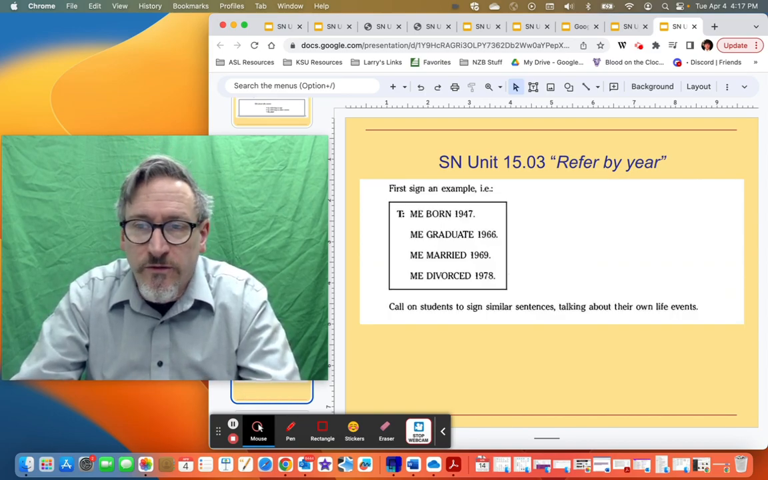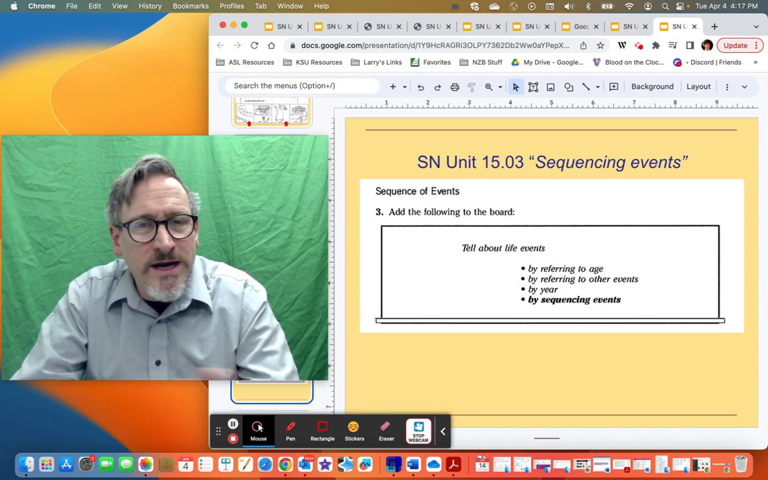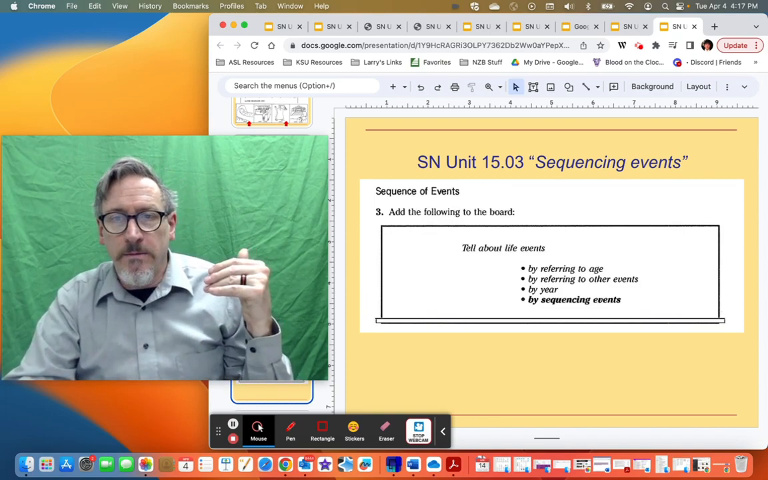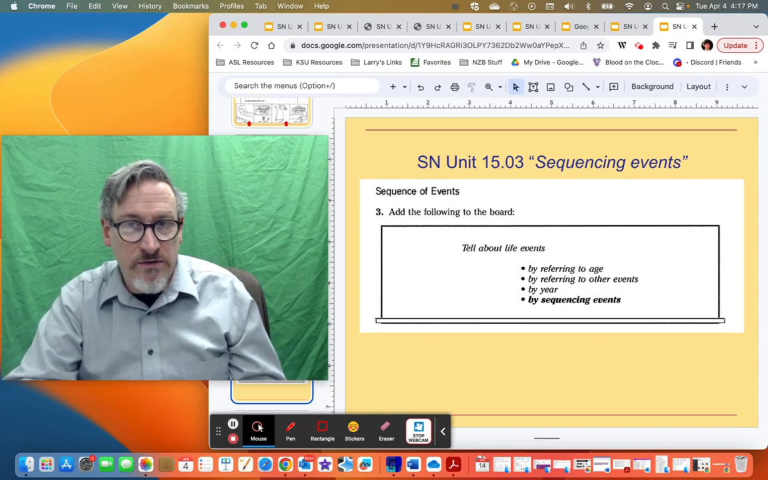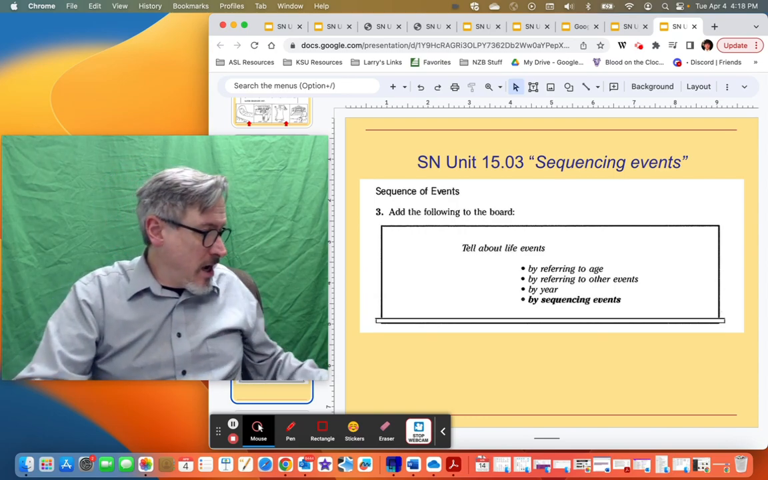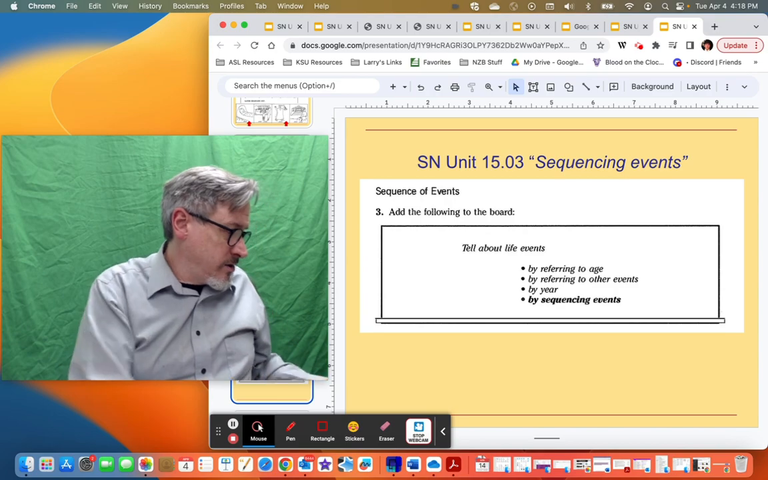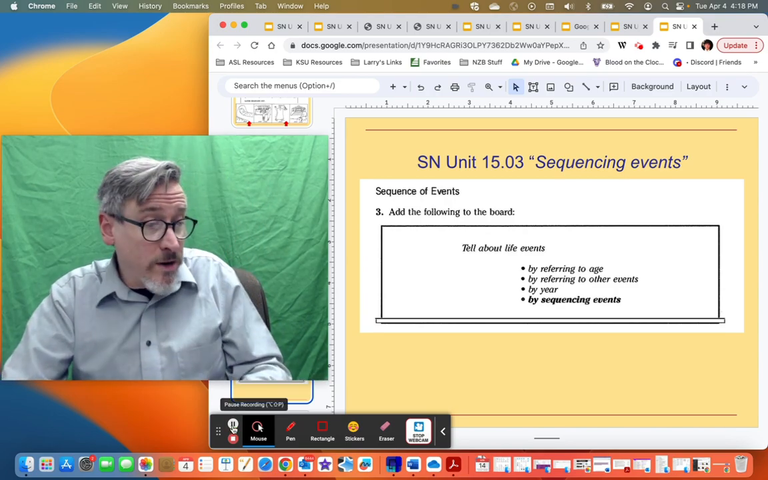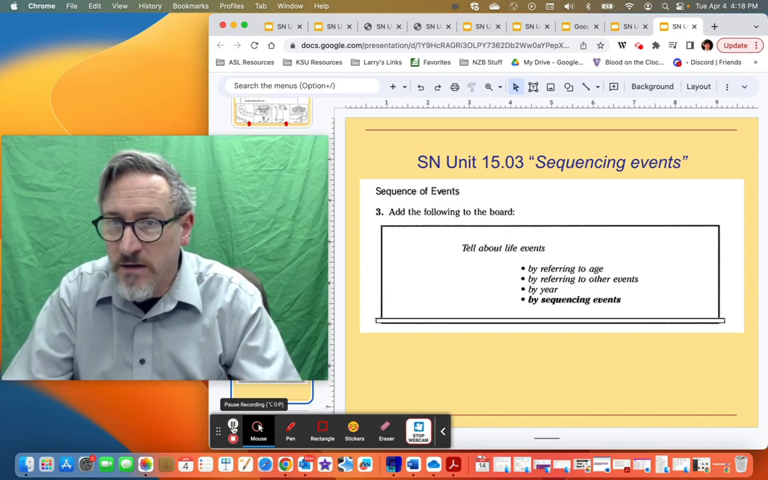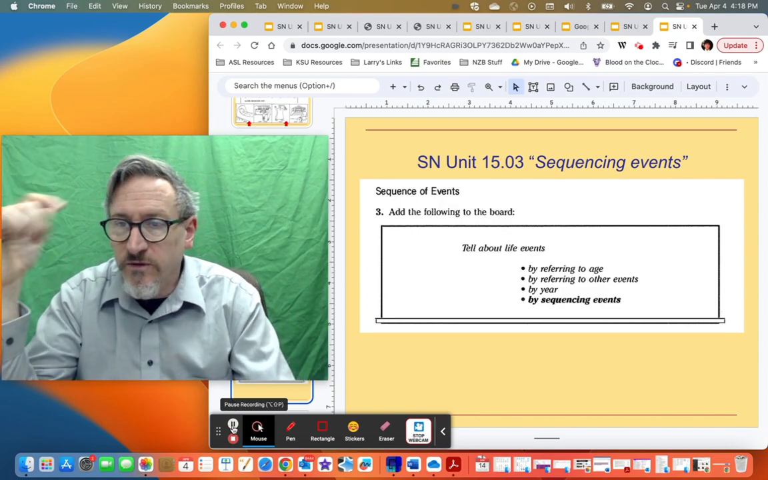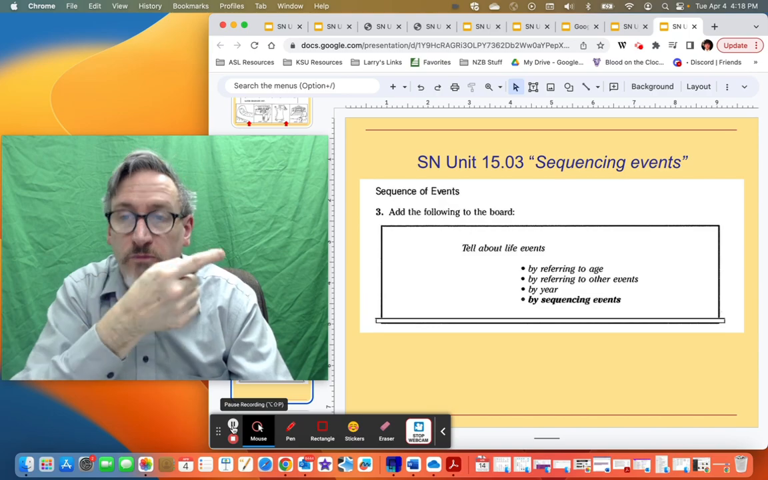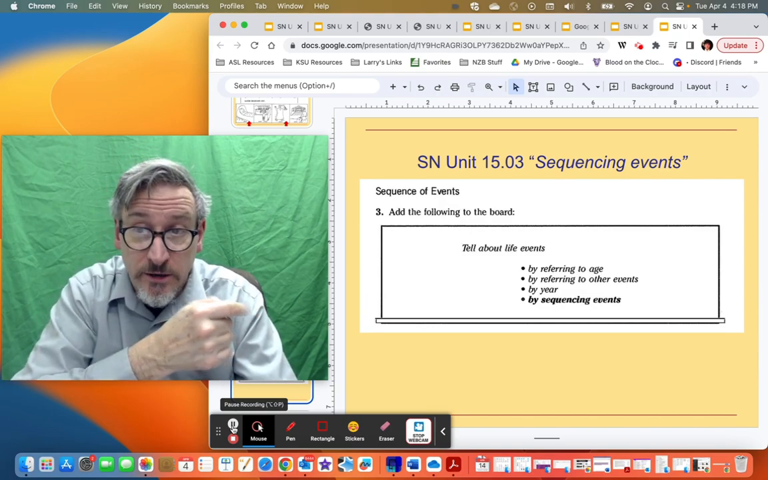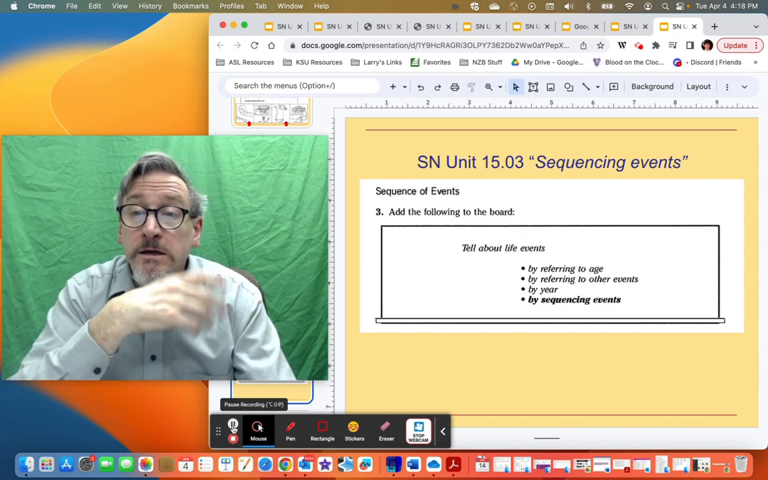Again, referring to year, as I pointed out with the previous chapters, this is just giving ideas of how these things happen. I just want to look at, hold on, let me move back here. Okay, and to sort of cap this whole thing off, now we can refer by age, we refer by event to event to event, we can refer by year, and we can sequence events.